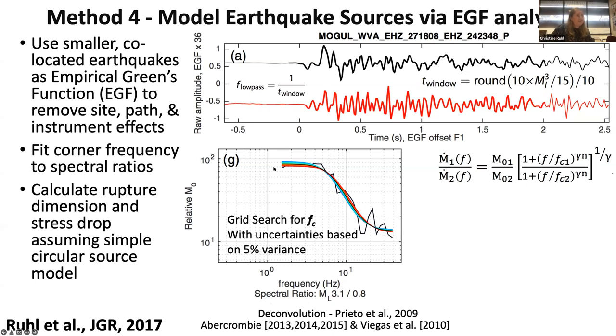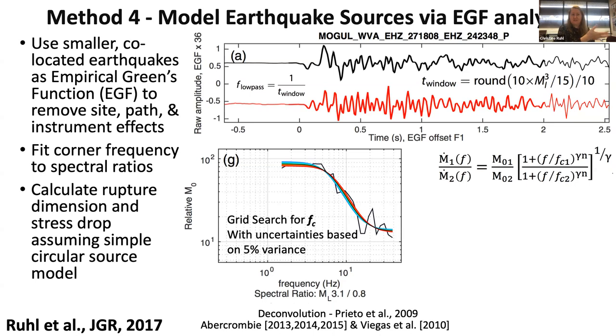And then we try to fit the corner frequency, and we vary the corner by doing a grid search and get some uncertainties based on that. So this is the example for fitting one ratio, but what we actually do is calculate hundreds of these ratios, and then we average them on a per station basis, and then we average all the stations together. So we get a spatially averaged stress drop.